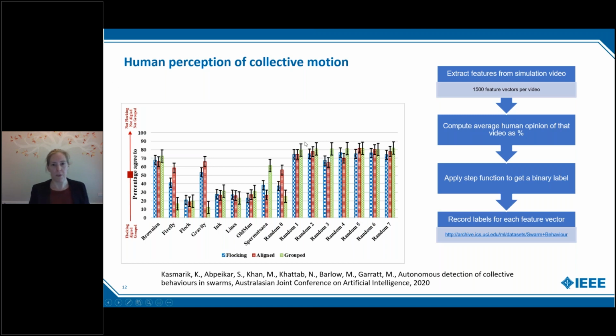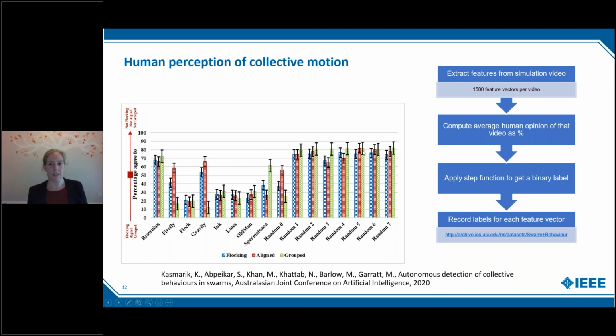Overall, you can see that people generally had a similar opinion, but in some cases their opinion differed. These higher bars here indicate that people thought that those videos were not flocking, not aligned, and not grouped. And these lower values here indicate that on average, people thought that these videos showed behavior that was flocking, aligned, and grouped. And you can see that there are some videos where there might have been a difference of opinion. So this one here, people thought it was not grouped, but they thought it was still this kind of flocking behavior. So we were able to get a few different statistics from there.